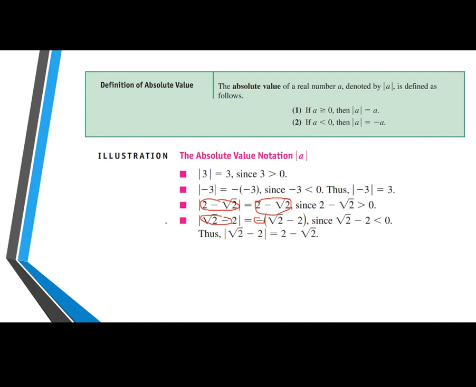So let us go back to the fourth illustration. The absolute value of square root of 2 minus 2 is equals to negative of the value of square root of 2 minus 2, since square root of 2 minus 2 is less than 0. Thus the absolute value of square root of 2 minus 2 is equals to, distribute the negative sign, so this 2 becomes positive, then this square root of 2 becomes negative.